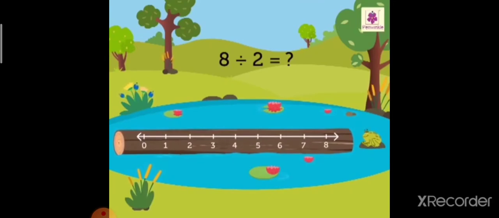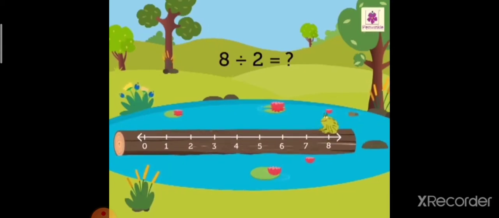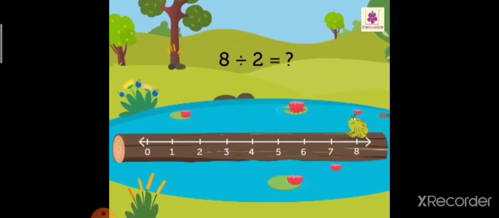Let us divide 8 by 2. Here 8 is dividend and 2 is divisor, and quotient we have to find. As you know, 8 is the dividend, so our first number will be 8. So Bumpy will take the jump of 2 because 2 is the divisor.